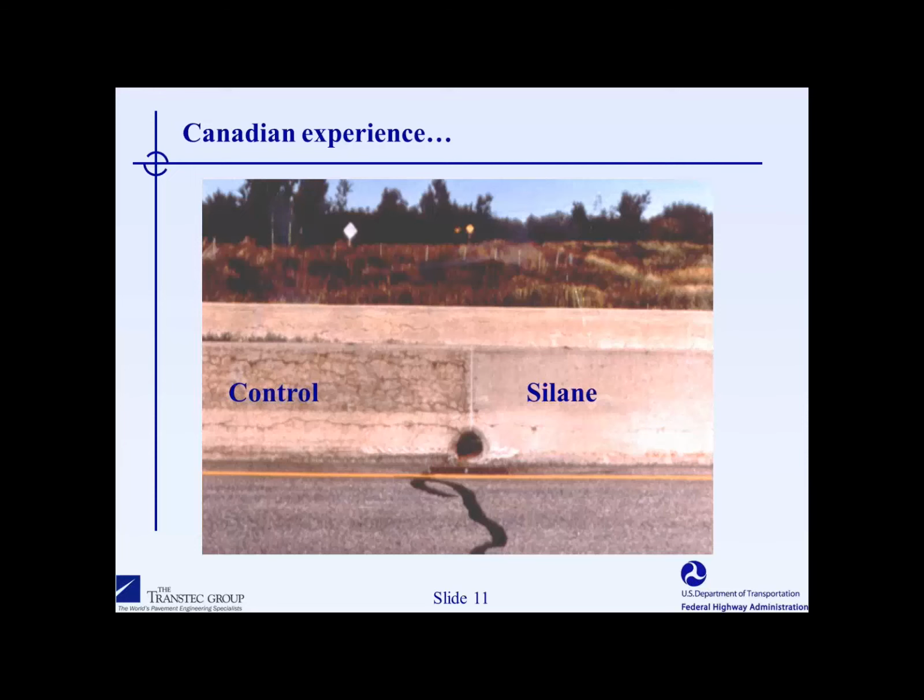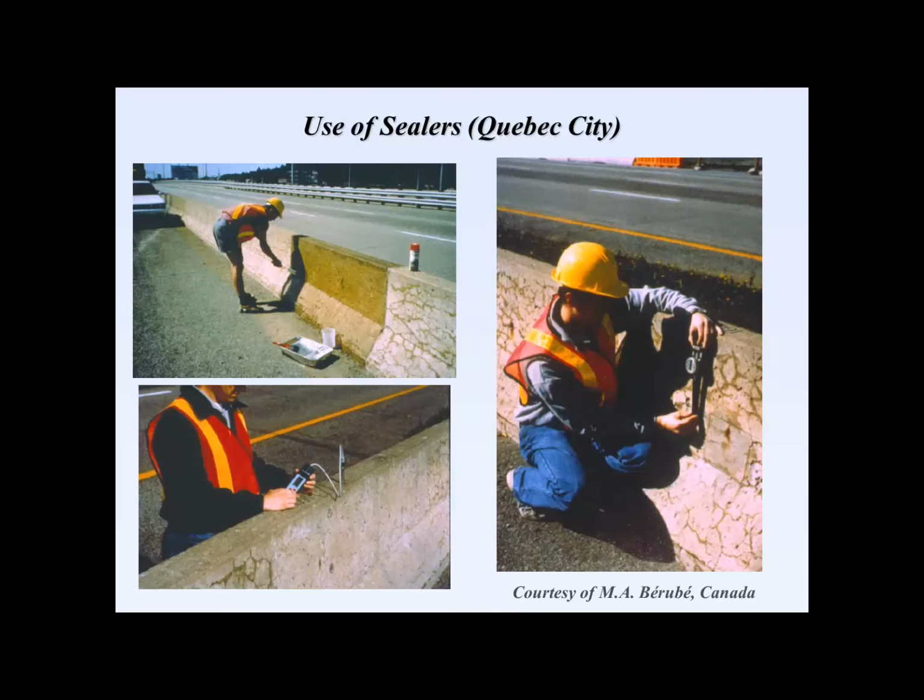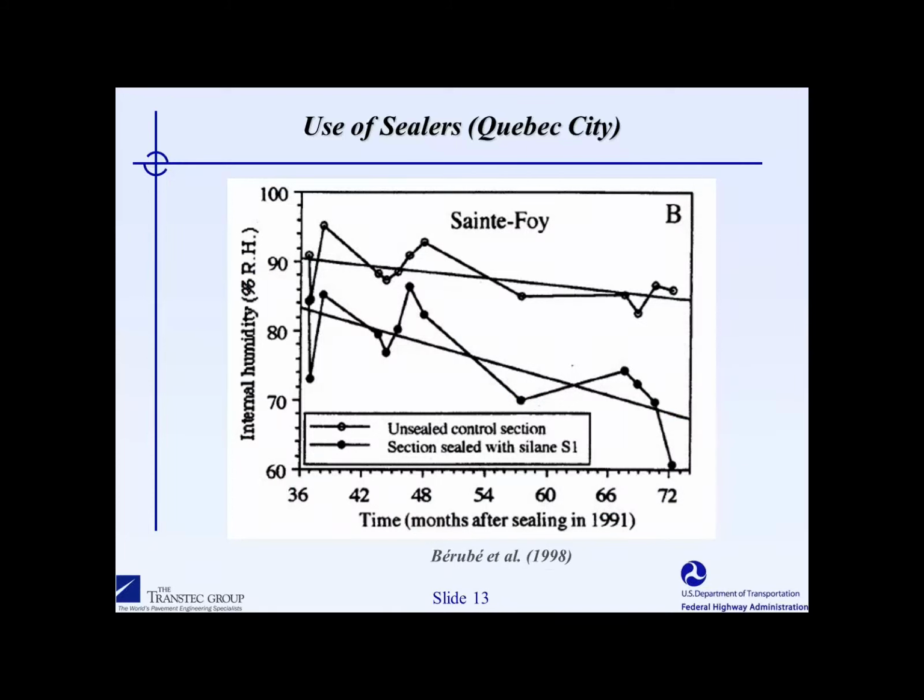So you can see here from a visual point of view, the silane was quite effective, and I'll show you in the next couple slides that it was also very effective in A, reducing expansion, in B, reducing internal relative humidity. So here's the monitoring that was done on these barriers. It included expansion measurements, also internal relative humidity measurements, and crack mapping as well.